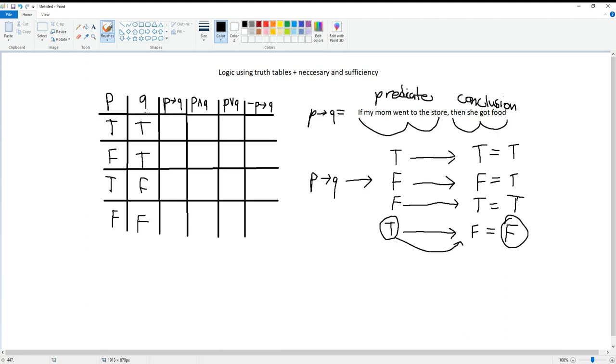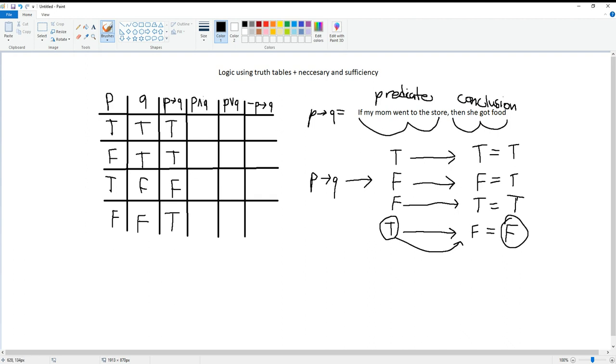So we know that if both the predicate and conclusion are true, then P then Q is true. So this is everything we did over here. If the predicate is false, it's always true. Since the predicate is true here, but the conclusion is false, it's false. If both are false, then it's also true, obviously.